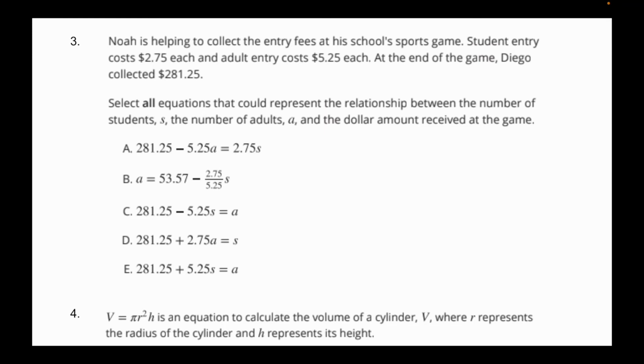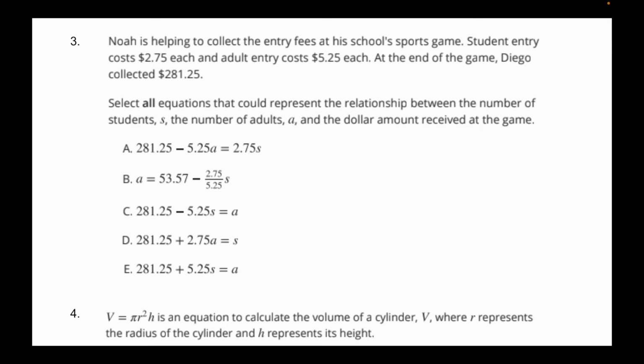Student entry costs $2.75 each, and adult entry costs $5.25 each. And at the end of the game, Diego collected $281.25. We want to select all equations that could represent the relationship between the number of students and the number of adults and the dollar amount they received at the game.